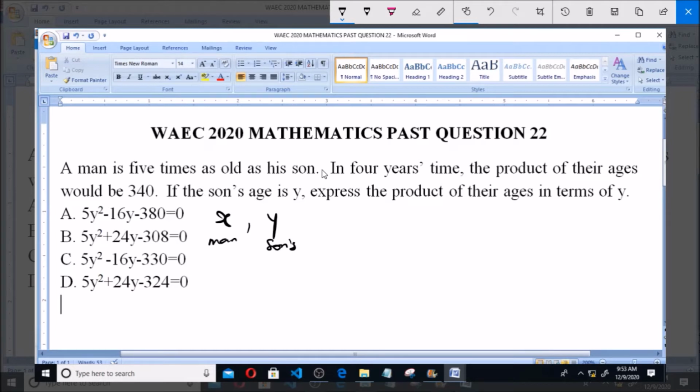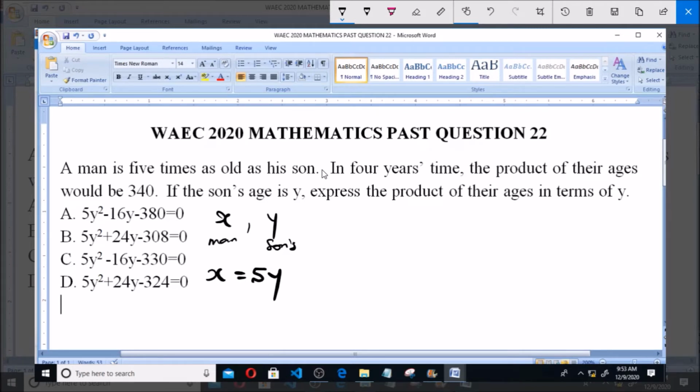It is said that the man is 5 times as old as his son. It simply means that x is equal to 5y, since this is the man's age and this is the son's age, and he is 5 times as old as his son. Then in 4 years' time, the product of their ages would be 340.